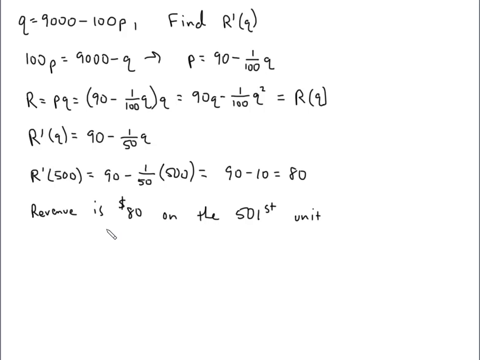So basically, for this one, again, if we manufacture 500 units, then the 501st unit that is sold will bring in $80 just on that particular unit. So again, marginal revenue is basically the revenue that you're going to bring in on the next unit after the one that you're plugging into the function. Okay, $80 on the 501st unit in revenue.